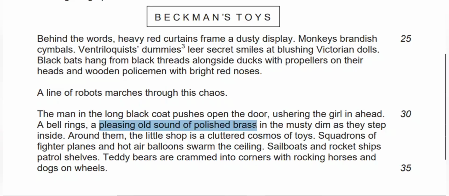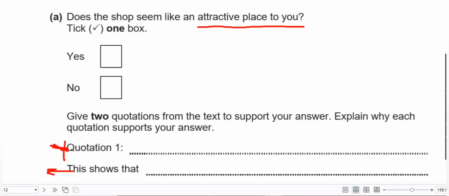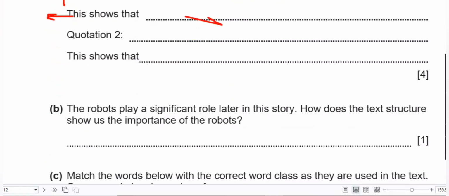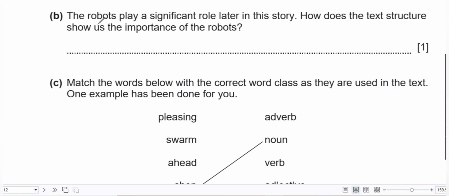Of course, this needs a quotation and a description in your own words if you choose yes. And if you choose no, which I prefer actually in this situation, look here, dusty display, which means the place is not clean, the toys are dirty, ugly faces, scary, and so on. So if we say yes, it's because of the pleasing sound, and if we say no, it's because of the dusty display. You have to tick one of them and write a quotation from the text and the evidence in your own words. Two quotations and two evidence. If you choose no, you're going to find lots of evidence. Actually, it's easier to choose no over yes.